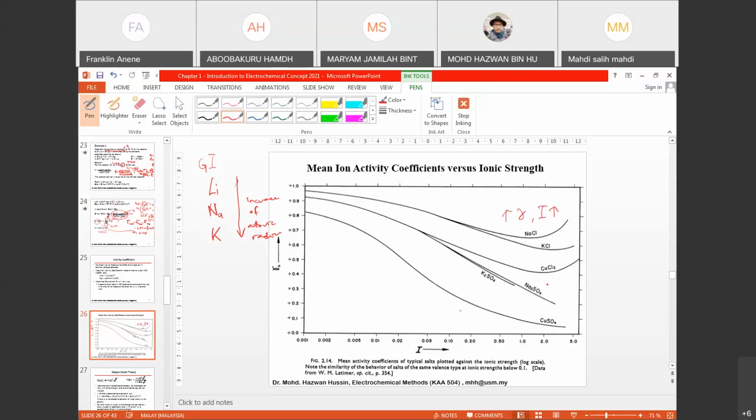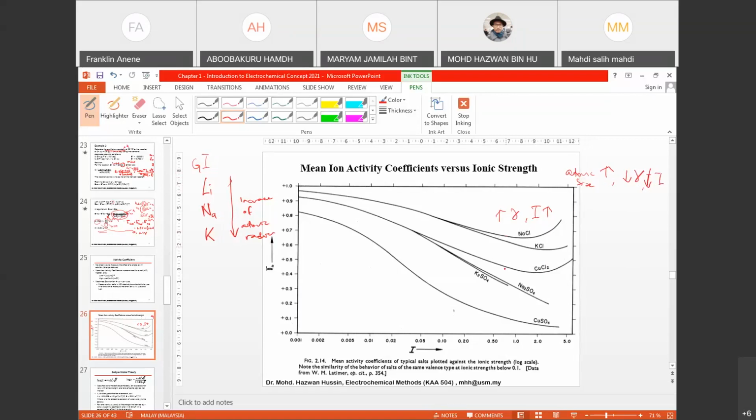What about copper? Copper is a transition metal. The atomic radius for copper is even bigger compared to sodium and potassium. So, as I said, as atomic size increases, you will have a decrease of the ionic coefficient and also a decrease of ionic strength.